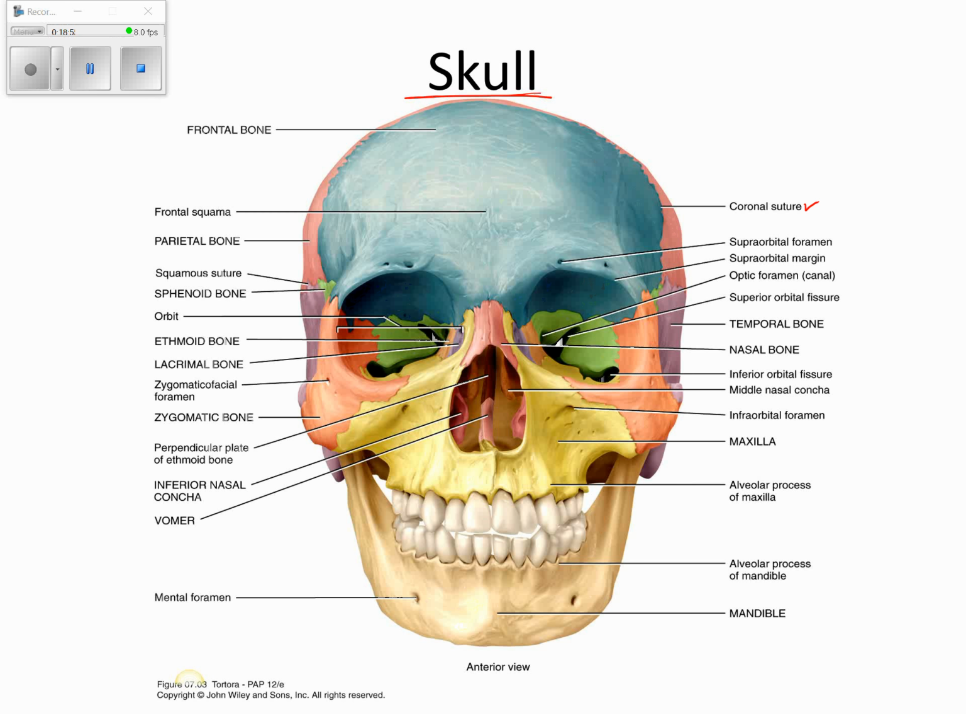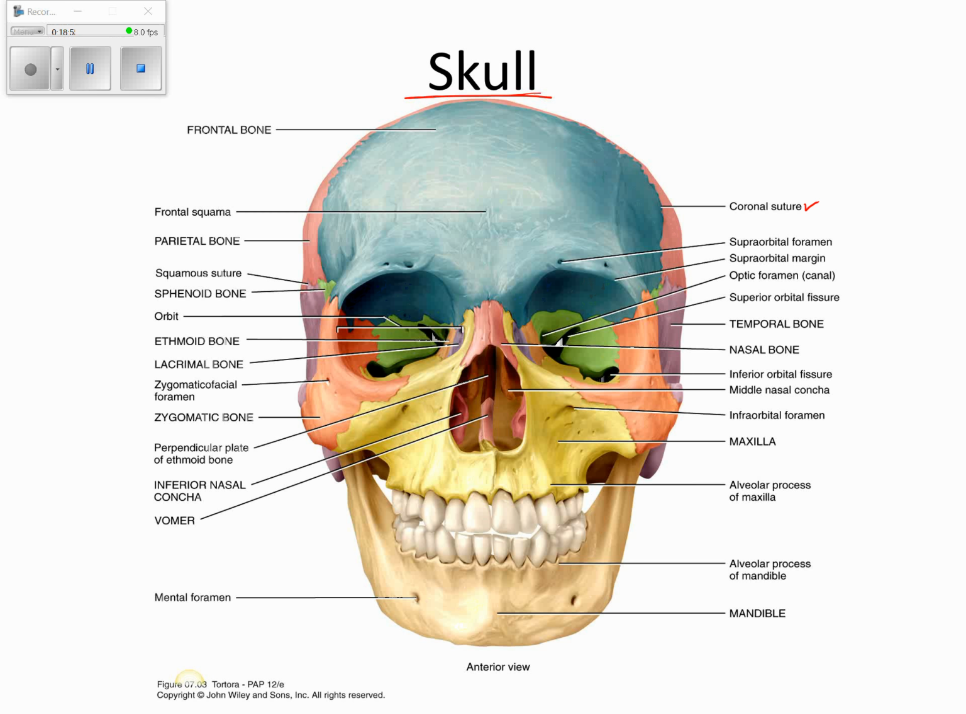The supraorbital foramen, you don't have to know the margin, know the optic foramen, superior orbital fissure, temporal bone, nasal bone, inferior orbital fissure, I don't make you know. Nasal conchae, you need to know that, or concha. Inferior orbital foramen, so you should be able to label these on a picture. When you go to lab, we'll look at them in the models.